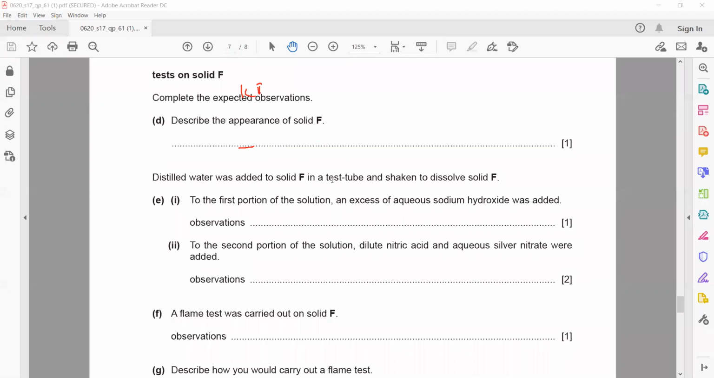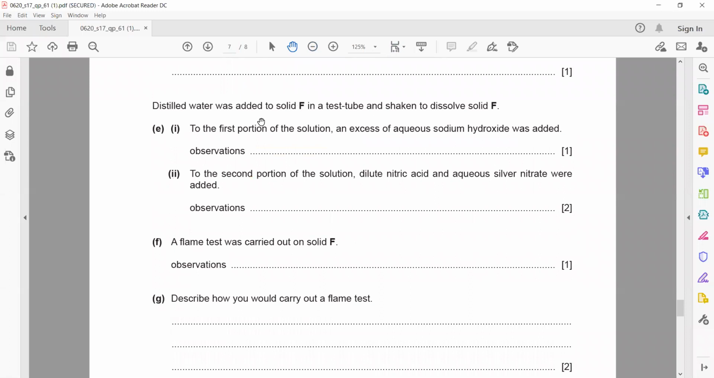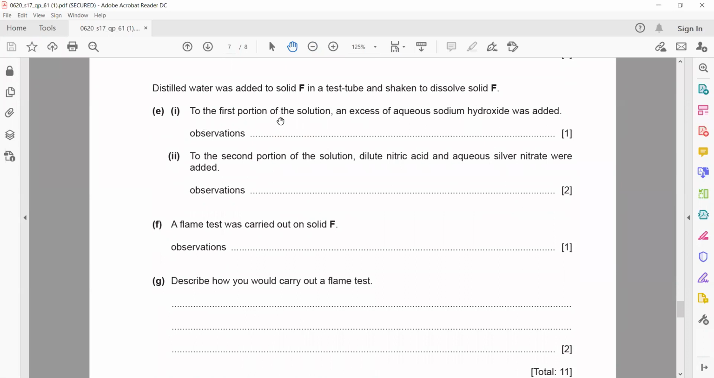Distilled water was added to solid F in a test tube and shaken to dissolve solid F. To the first portion of the solution, excess sodium hydroxide is added. If we add sodium hydroxide, group 1 does not form a precipitate, so no reaction, no visible change.